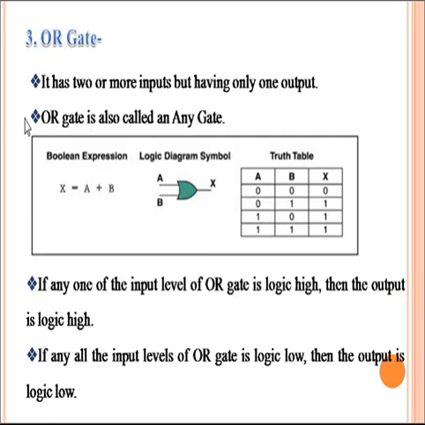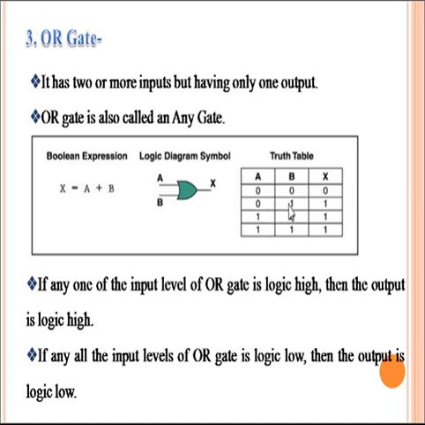The third gate is an OR gate. It has two or more inputs but only one output. OR gate is also called an ANY gate. Here we are performing an addition operation among the inputs. For example, if you consider two inputs, then the output expression we can write as A plus B. Since we are using two inputs, in the truth table we have four combinations, that is 0 0, 0 1, 1 0, 1 1. So the output value will be obtained by summing the inputs. If you consider the case 0 0, 0 plus 0, the output value is 0.